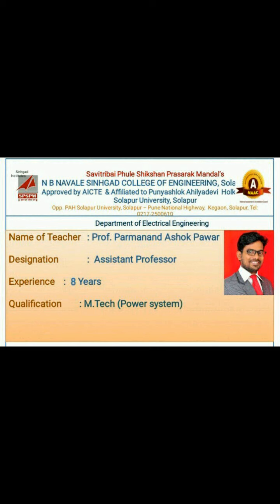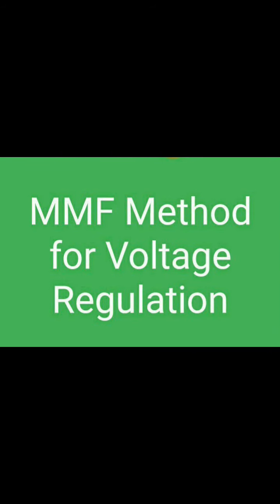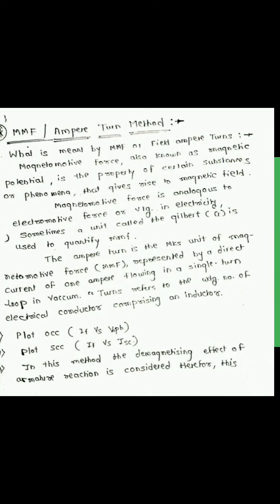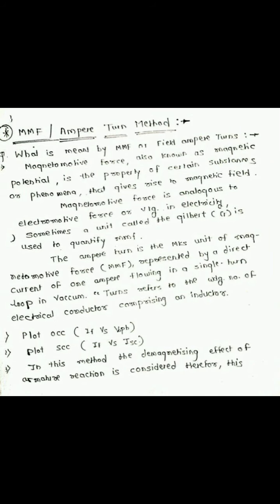Today, we are studying one of the important topics of alternator, and that topic is determination of voltage regulation by the MMF method. The MMF is magnetomotive force. Sometimes this method is also called the ampere turn method of finding out the voltage regulation of an alternator. So let's discuss in detail what we mean by the MMF method.